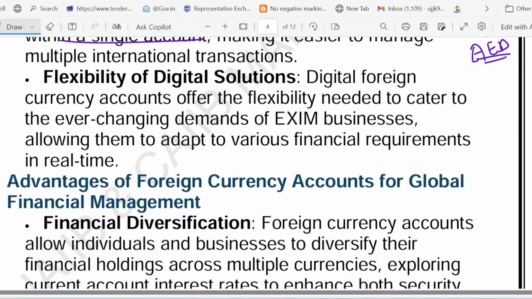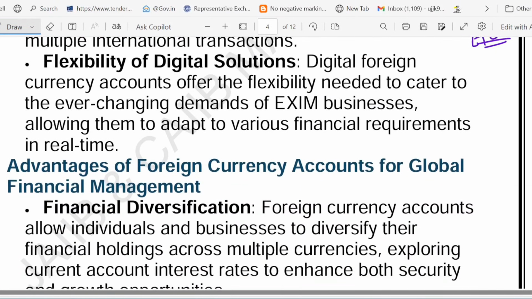Then comes digital agility, the digital solution. Manage global money 24/7 from your phone. At 3 a.m., a Korean skincare CEO spots a weak yen, instantly converting profit to Japanese yen to maximize the value. So everything in pajamas.